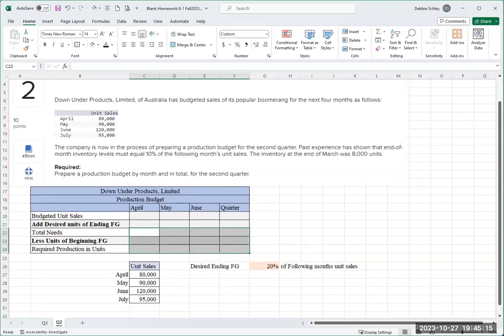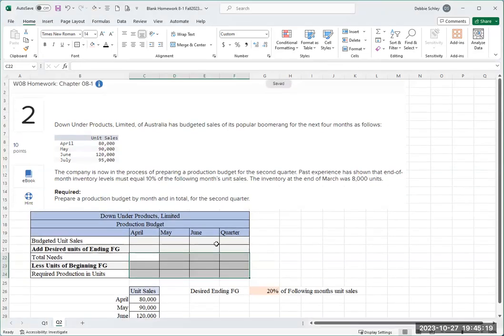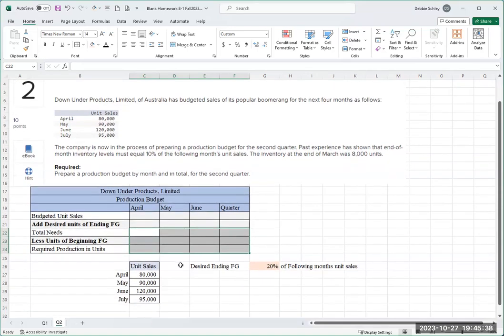So this is question 2 of homework 8-1. They want us to work with Down Under Products Limited of Australia. They have budgeted sales of its popular boomerang for the next 4 months as follows. Unit sales, April, May, June, and July. Those numbers. So I have moved those numbers down here so I can reference them.